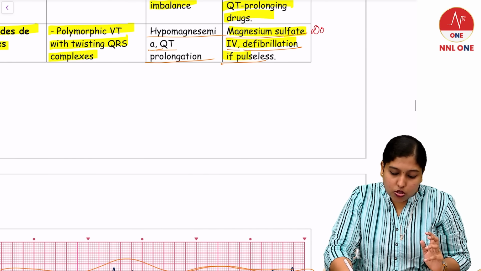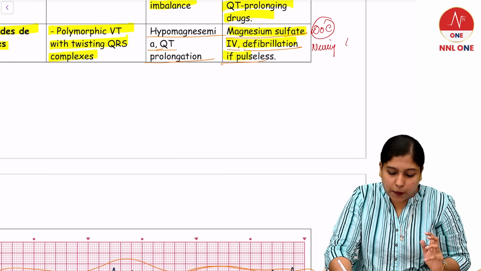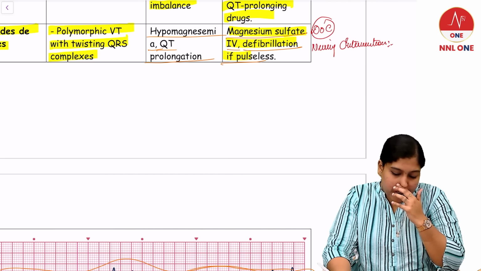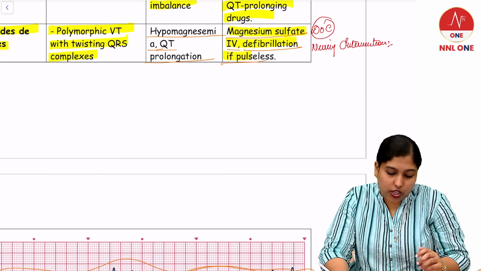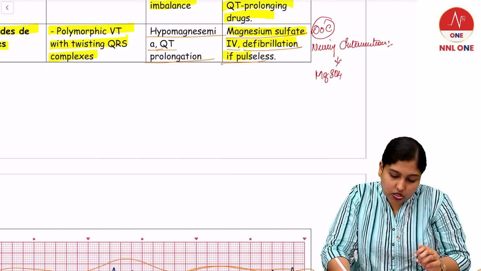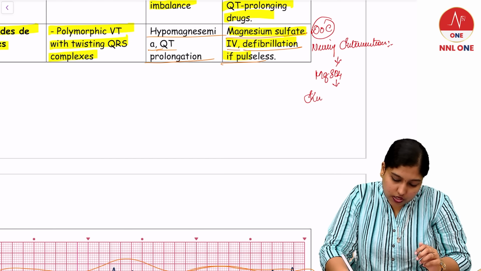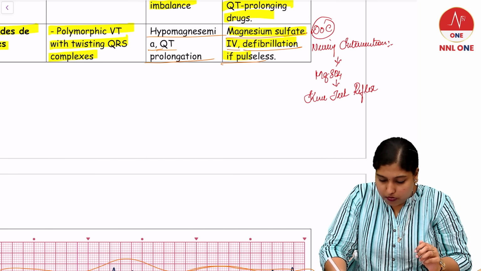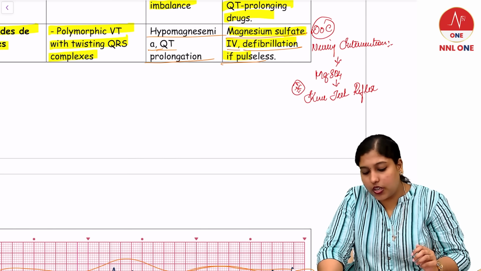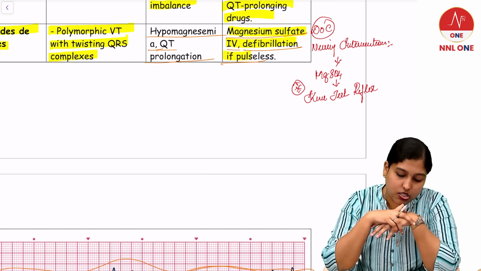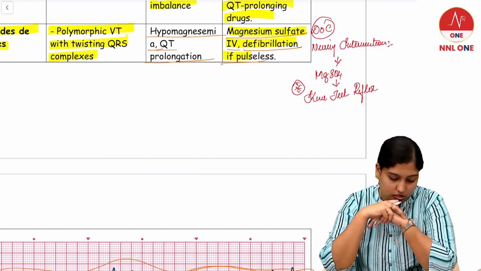What is the most important nursing intervention when the patient is getting IV magnesium sulfate? The nurse should monitor the knee jerk reflex. This is very important and a multiple times asked question. The nurse should assess the knee jerk reflexes.